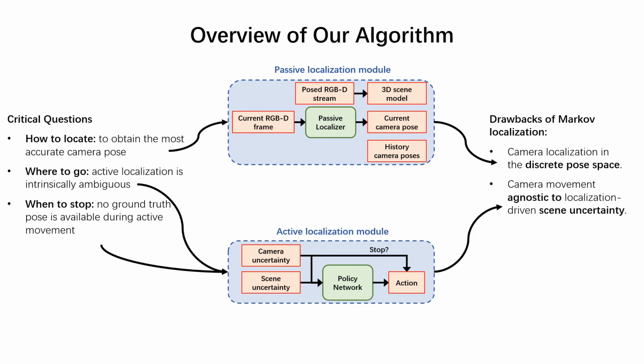During active localization, with the initial RGBD frame, the passive localization module estimates the current camera pose, and the active localization module estimates the next action for camera movement. Such a process is iterated until the active localization module decides to stop the movement, and the final camera pose is chosen as the estimated camera pose at the last step.